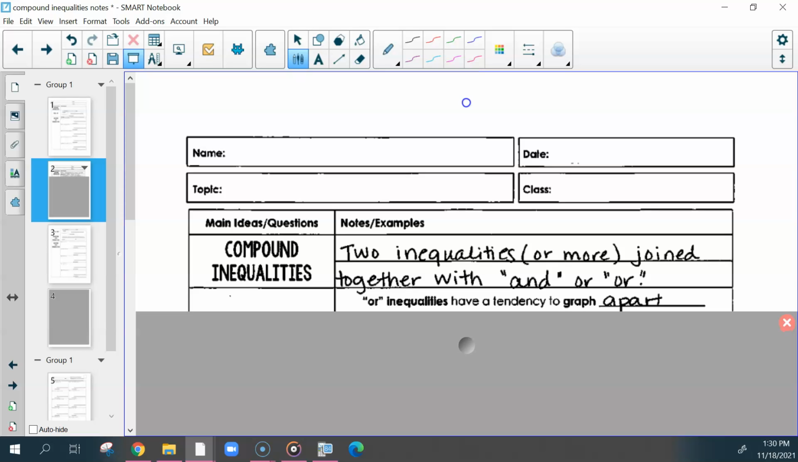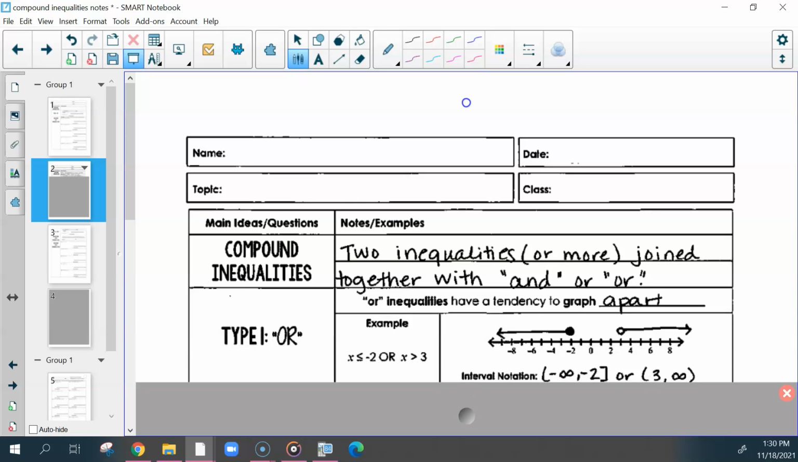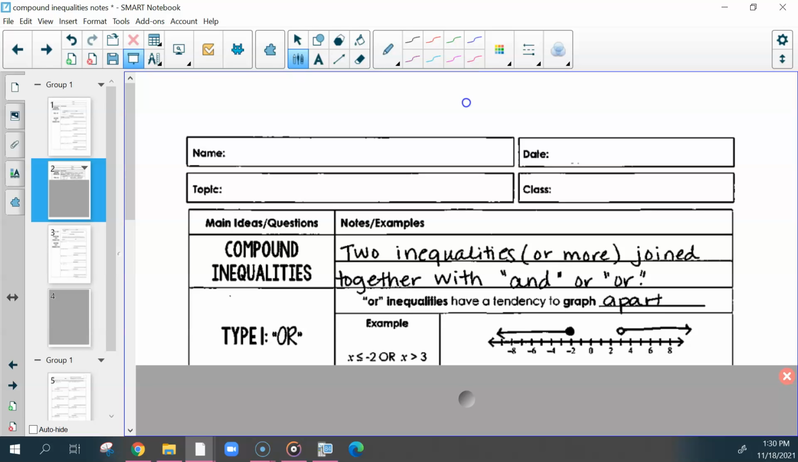What that means is when we graph "or" inequalities, one part of it is going to have an answer that goes one way, and the other part is going to have an answer that goes another way. So an example of this would be, let's say we solve a problem. We get x is less than or equal to -2, or x is greater than 3.